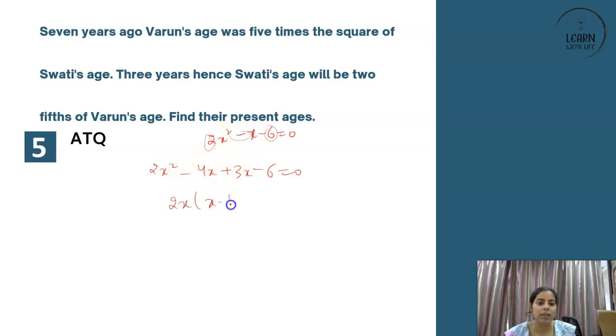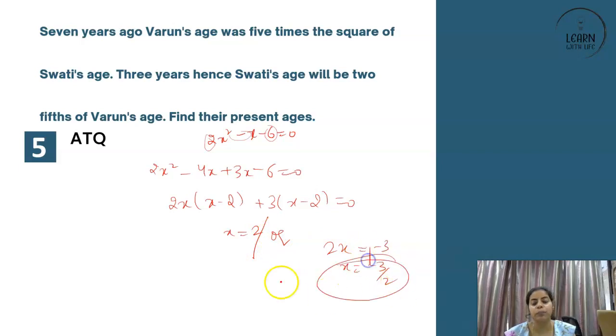Let's take 2x common, we have x minus 2. Let's take 3 common, we have x minus 2 is equal to 0. So x is equal to 2, or 2x is equal to minus 3. So x is equal to minus 3 by 2.